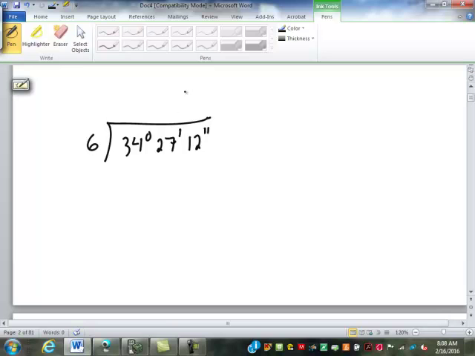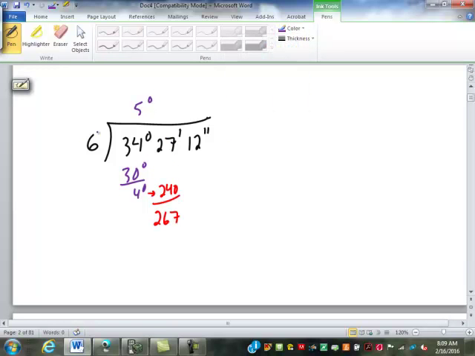So let's say we divide this into 6 equal pieces. 6 goes into 34 5 times. That's 5 degrees. 5 times 6 is 30. So that's 4 degrees. Now, just like we did with the measurements, we're going to convert that. 4 times 60 is 240. Bring down the 27 is 267.